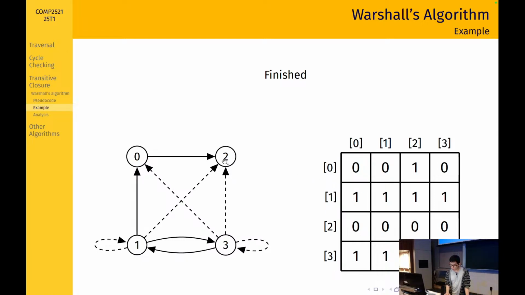Okay, so the solid lines here are the edges of the original graph, and the dashed lines are the additional edges that we've added, right, which indicate that there is a path from A to B, okay?